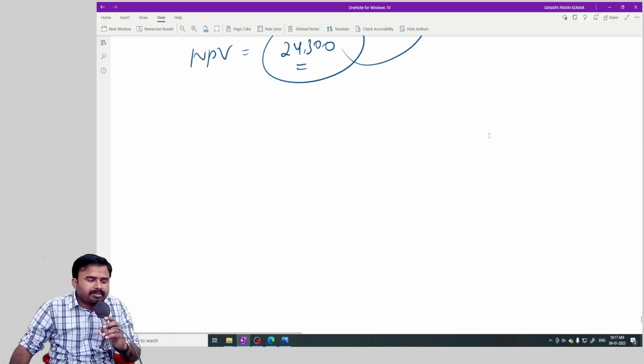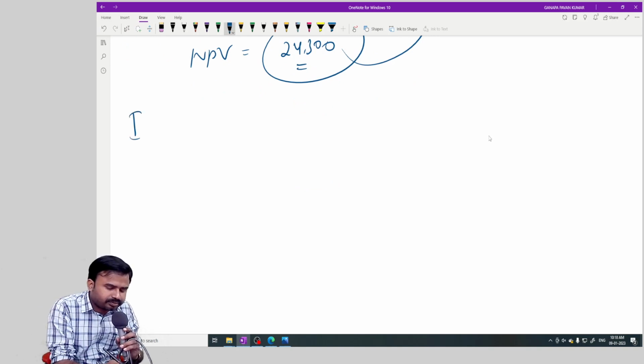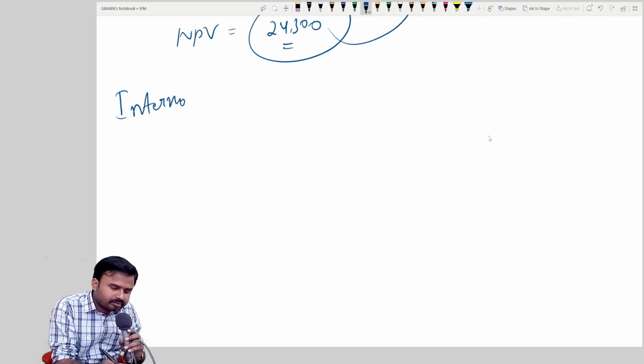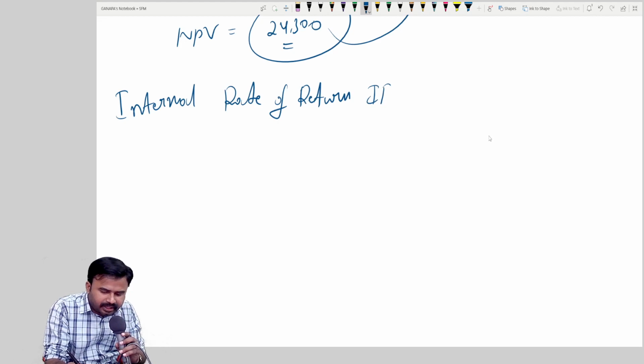The next concept is internal rate of return, IRR.